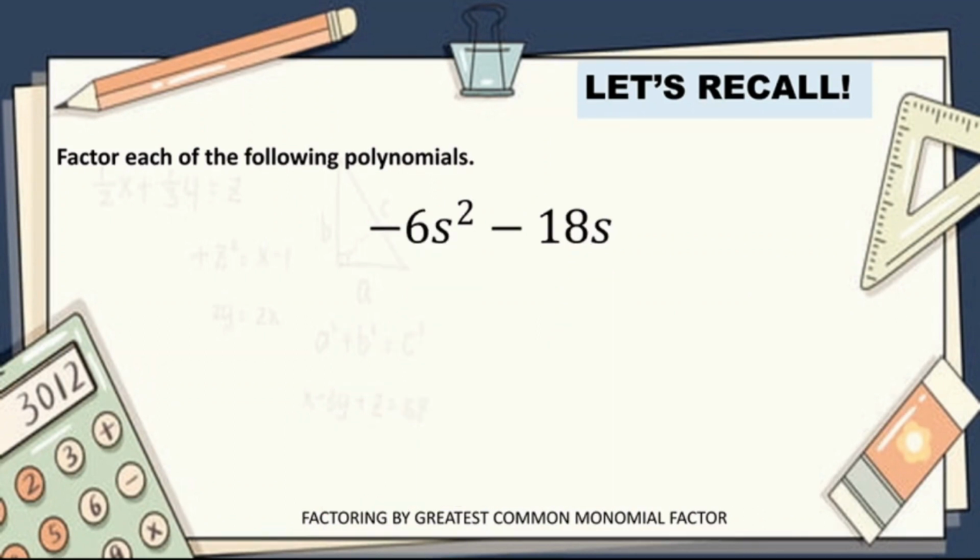Okay, now it's your turn. Factor negative 6s squared minus 18s. Okay, if your answer is negative 6s multiplied to s plus 3, then you are correct.